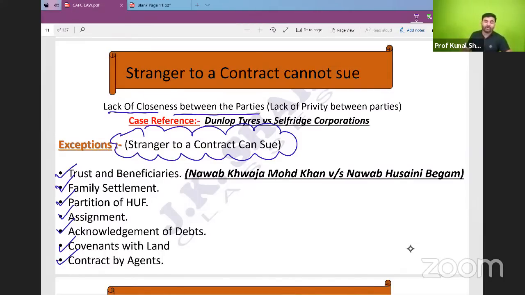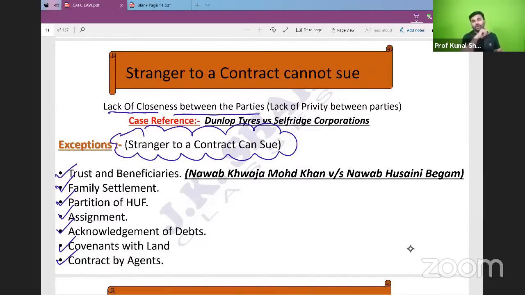Yes, even in case of partition of an HUF. When I talk about HUF, it is nothing but a form of doing business, that is Hindu Undivided Family. Whenever there's a partition of this HUF, then in that case also, any person who is acting as a stranger to a contract still has a right to enforce the contract in a court of law.